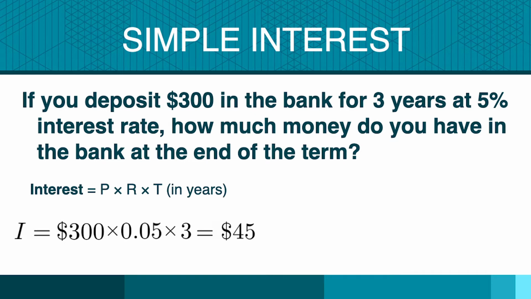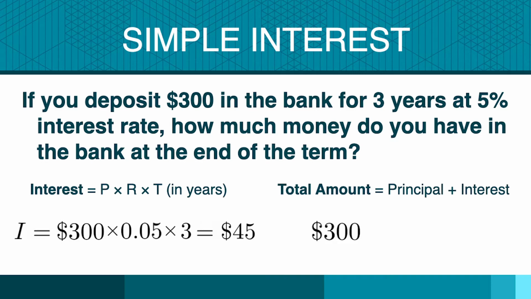The word problem asks for the total amount of the loan at the end of 3 years, not just the interest amount calculated. Finally, add the principal, $300, and the interest amount, $45, for a sum of $345, which is the total amount of the loan.